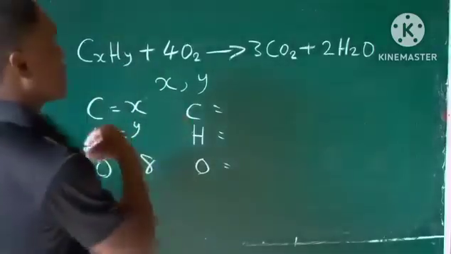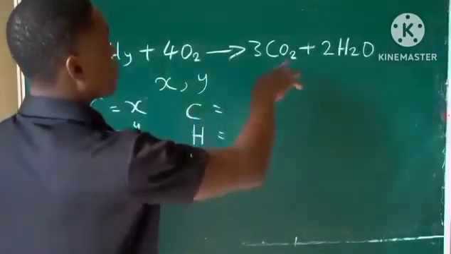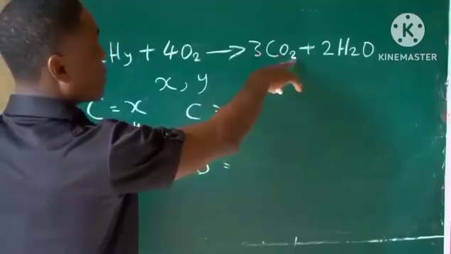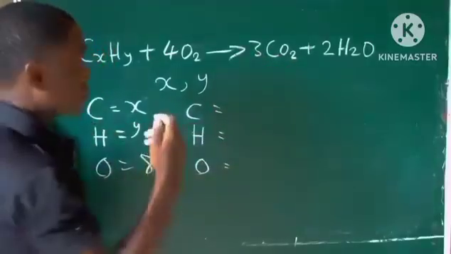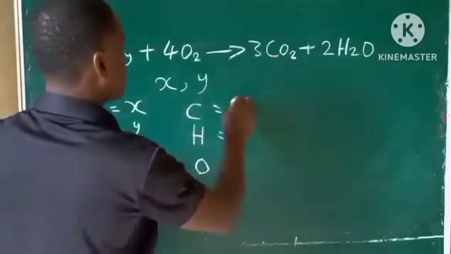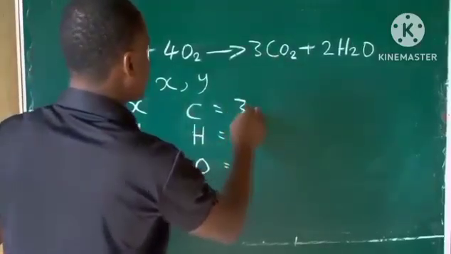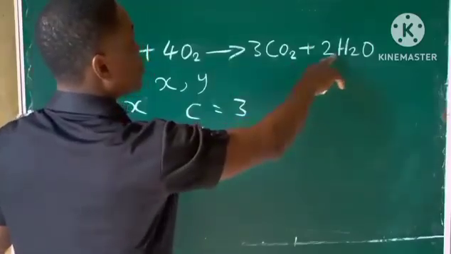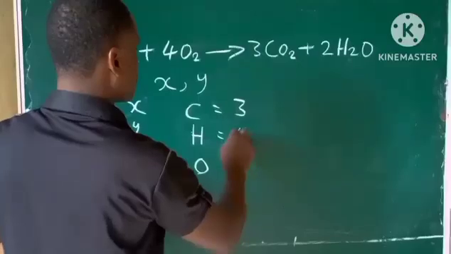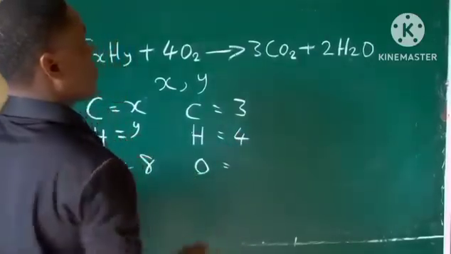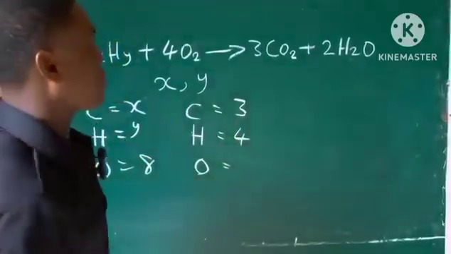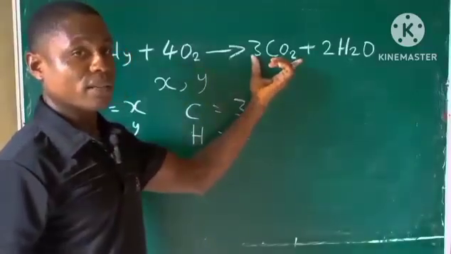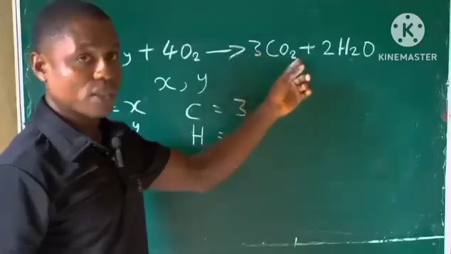Let's come to the right side. The first one is carbon, right? So carbon, this 3 is affecting both the carbon and the oxygen. Are you getting it? So carbon has 3 atoms here. Hydrogen, hydrogen is 4. 2 times 2 is 4. Oxygen, look at oxygen. Oxygen has 6 atoms here. Are you getting it? 3 times 2 is 6.